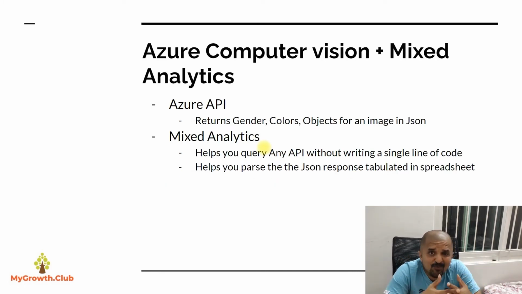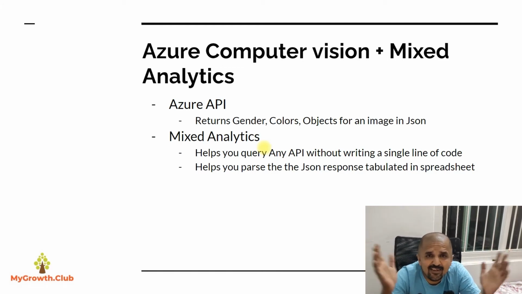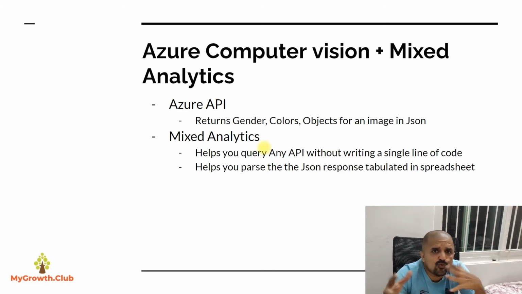Now all of this is possible, but the problem is the Azure API needs some kind of server-to-server technology to write code in. So basically we can query the Azure API using this kind of server-to-server technology. It can be PHP, Node.js, or anything like that. And I haven't practiced coding for more than 10 years, so I'm very rusty at it. So I started looking for no-code options for this. And while tumbling down that rabbit hole of no-code options, I finally found Mixed Analytics.